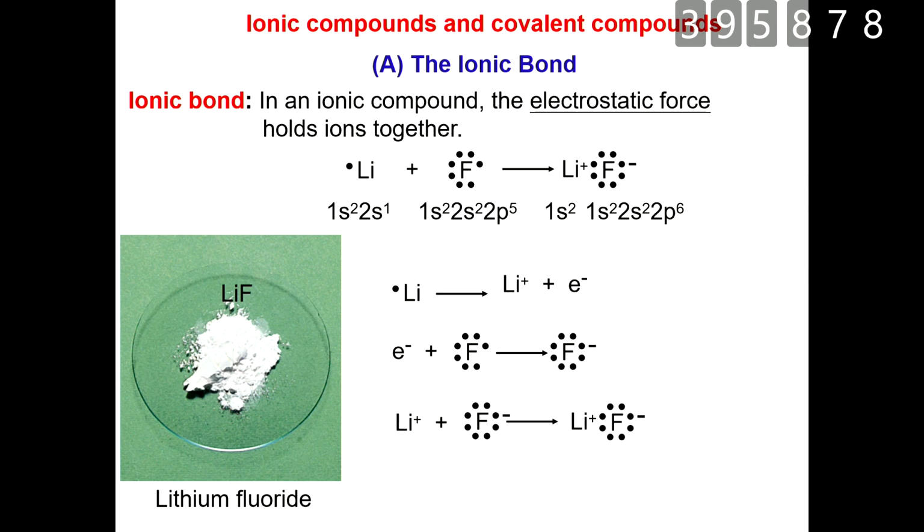For example, in this reaction, the lithium has 1 valence electron, so it's 1 electron, right? And the fluorine has 7 valence electrons. So in this case, this guy gives 1 electron to this guy. So the fluorine has 8 electrons, and the lithium has no valence electrons. So it has plus 1 charge. This is minus 1 charge.